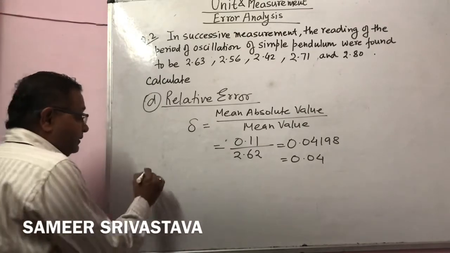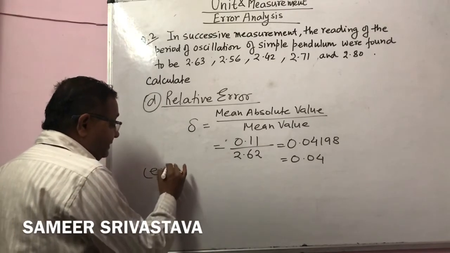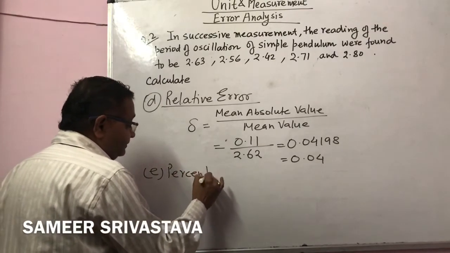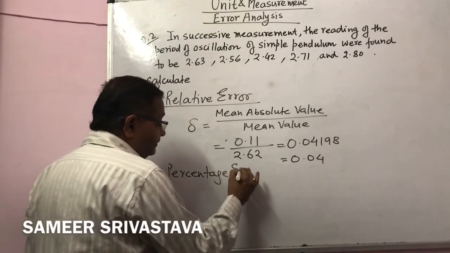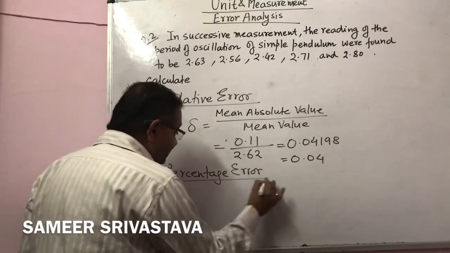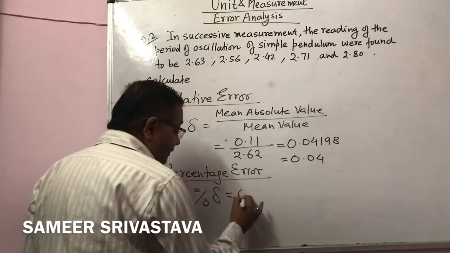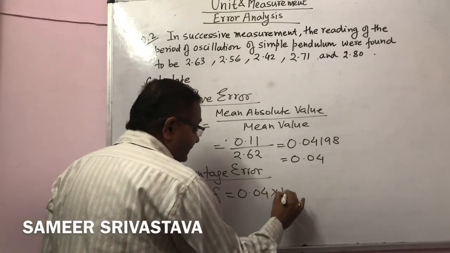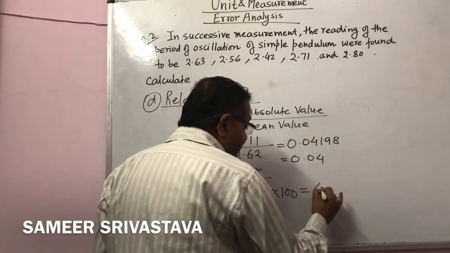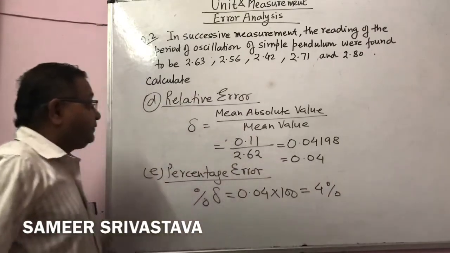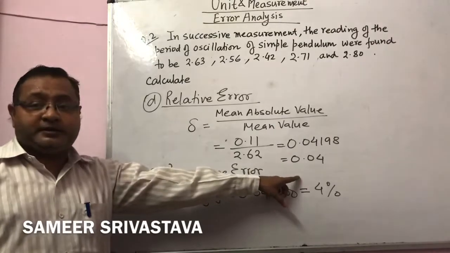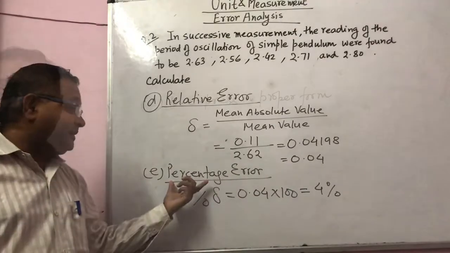Right, now the part E says percentage error. For the percentage error, the value of 0.04 multiplied with 100, we get 4%. So here we solved the relative error value, that is 0.04, and the percentage.